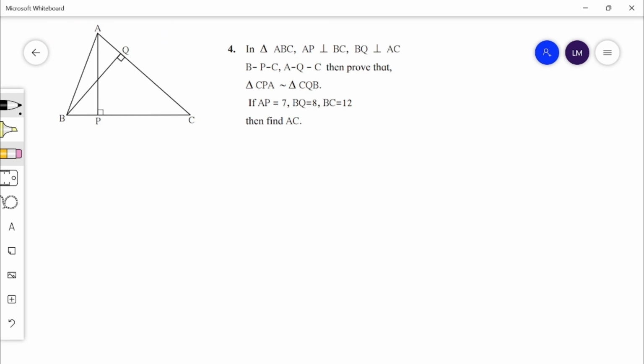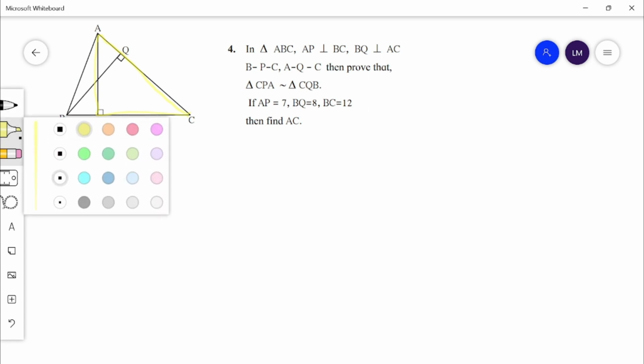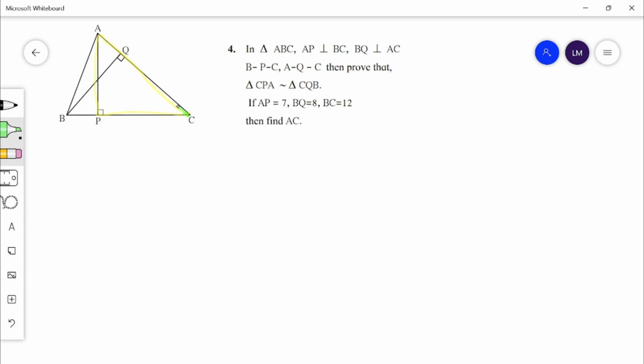In triangle ABC, AP is perpendicular to BC, BQ is perpendicular to AC, B-P-C and A-Q-C. Then prove that triangle CPA, right? Now CPA is this triangle CPA, right? And next is triangle CQB. So CQB is CQB.